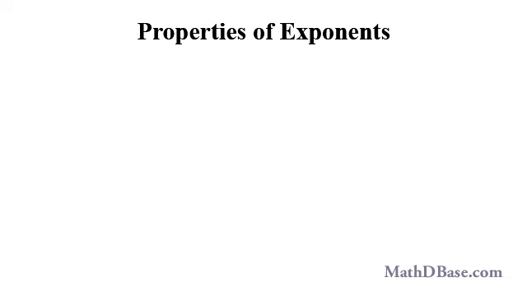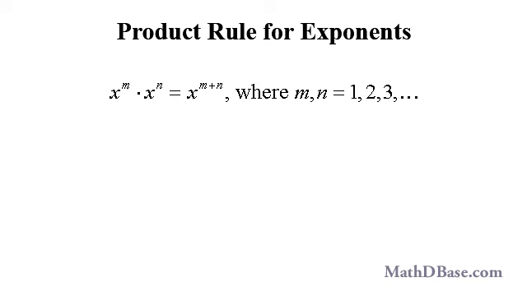Now, let's look at some properties of exponents used to combine and simplify algebraic expressions. To multiply 2 or more exponential expressions that have the same base, use the common base and add their exponents. In symbols, if m and n are natural numbers, x to the mth power times x to the nth power is equal to x to the m plus nth power.